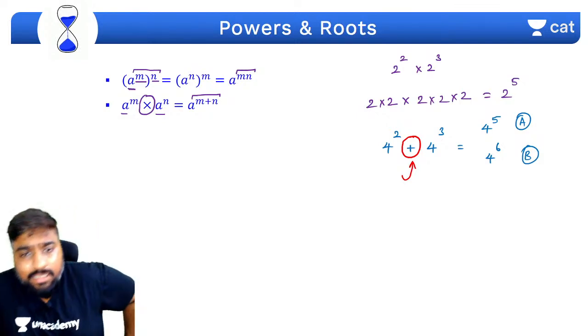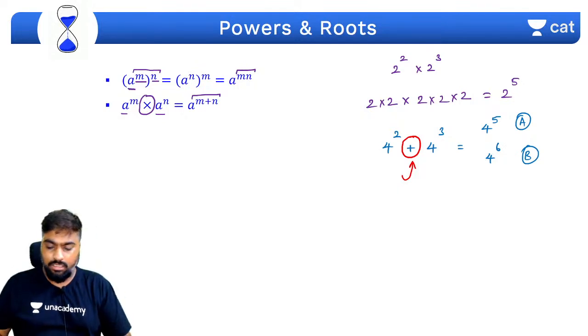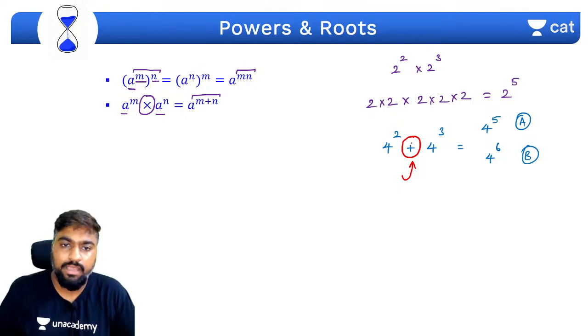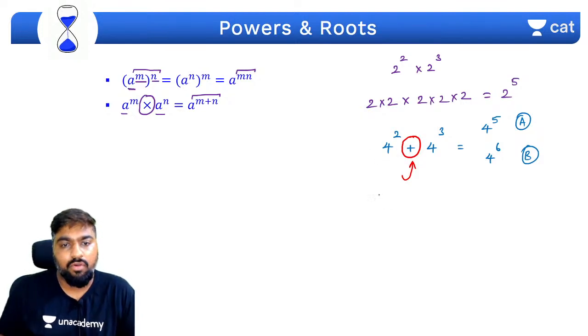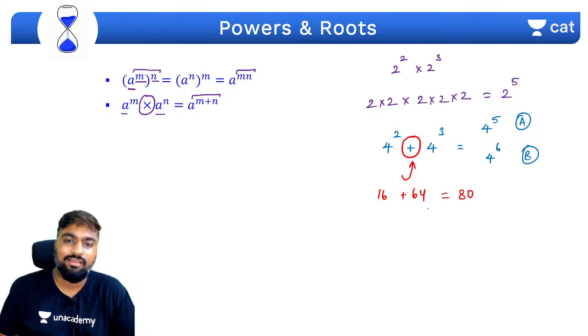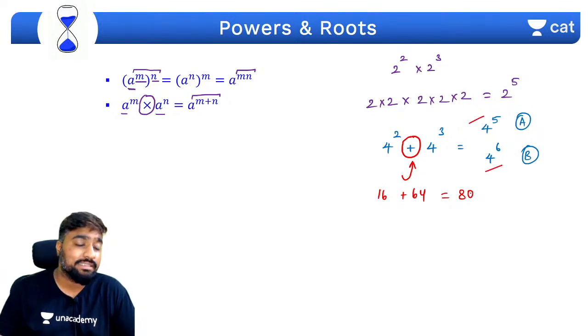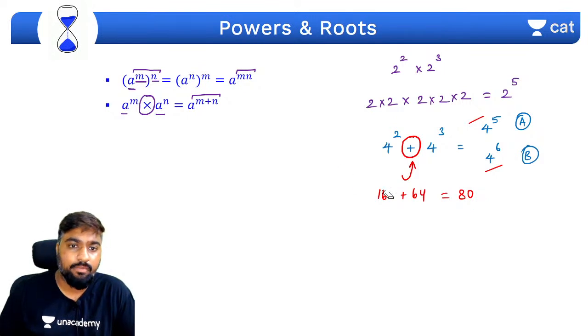Be careful, be alert. This is how people usually get fooled and they lose their scores. Don't make this mistake. 4 square is 16, 4 cube is 64. If I add them, I get 80, which is not equal to 4 to the power 5. It is not equal to 4 to the power 6 either. I hope you are getting this. Don't make these common mistakes.